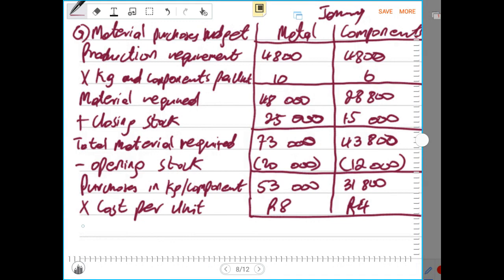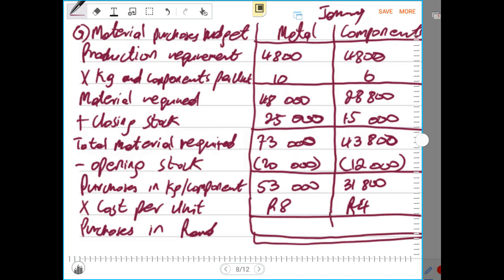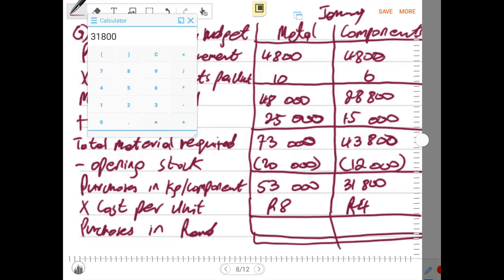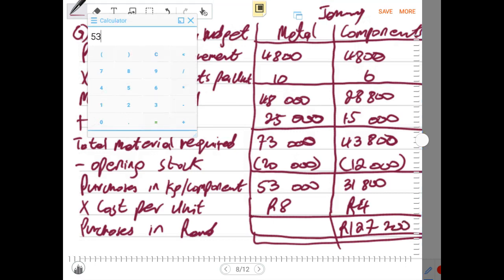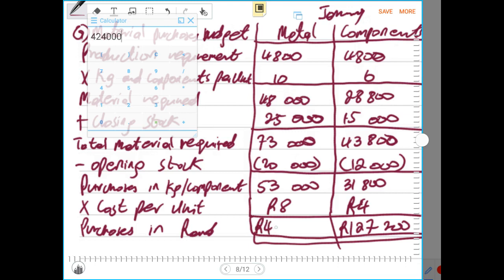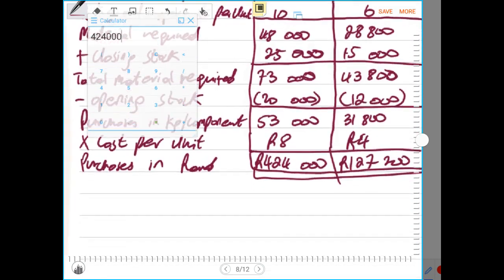Then that will give us purchases in rand. Therefore now I have calculated the purchases in rand. That means we can say 31,800, we multiply that by 4, it will give us 127,200. Then we say 53,000 metals times 8, that will give us 424,000 as the total of our material.